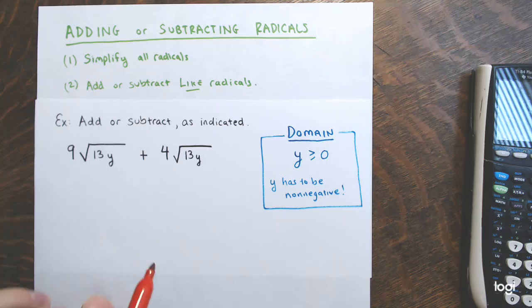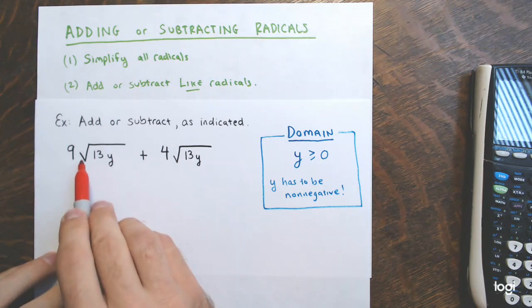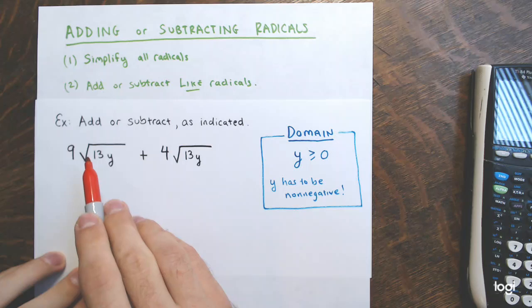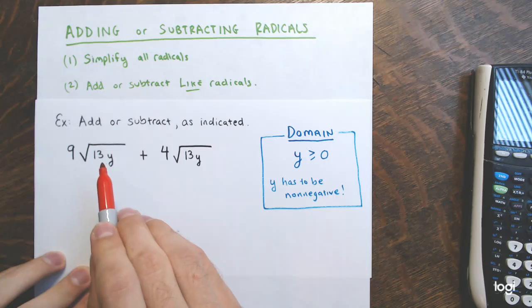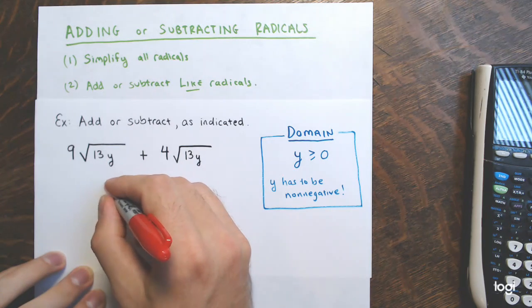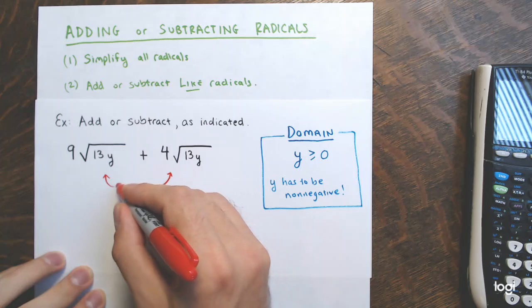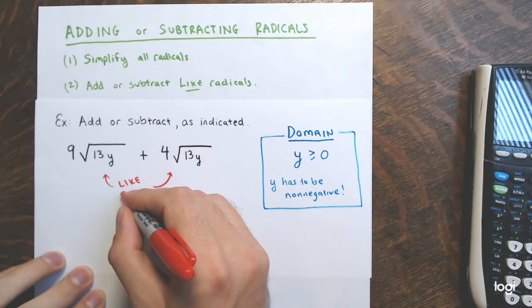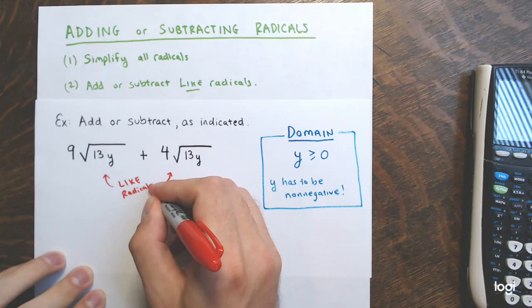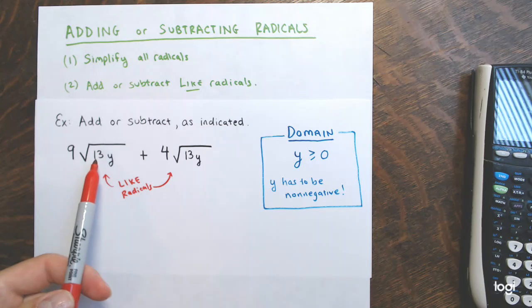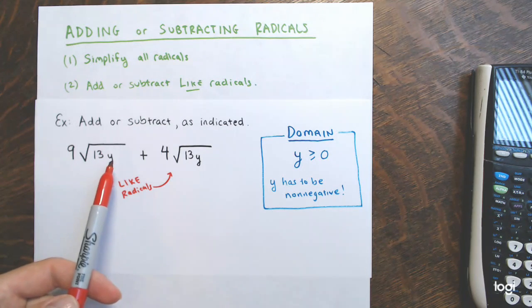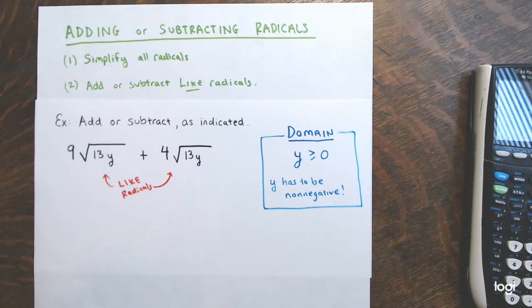So, looking at these two terms, they both have square roots, right? So they both have an index of 2, these radicals, and they both have the radicand of 13y. So these are like radicals. Additionally, the square root of 13y, when you're taking the square root, you're looking for factors that are perfect squares in the radicand. 13 is prime and definitely not a perfect square. And y is to the first power, so you can't pull off any perfect squares from that.